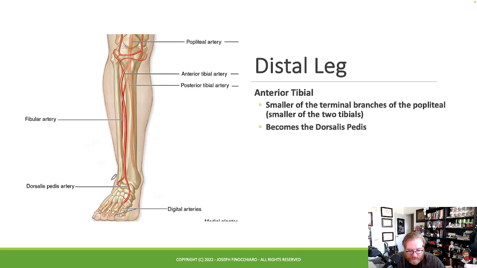So the anterior is a smaller terminal branch of the popliteal. It is the smaller of the 2 tibials, and it becomes the dorsalis pedis. It becomes the dorsal fin of the foot. It is on the front.